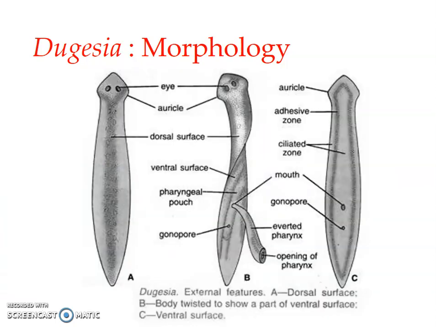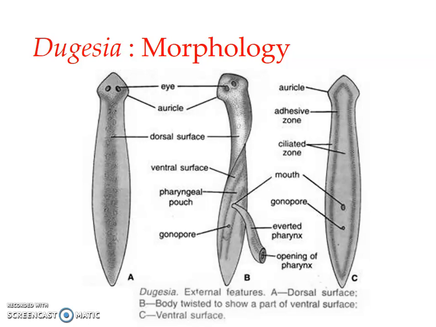Regarding the external morphology, Dugesia has a bilateral symmetry, as you can see. Belonging to Platyhelminthes, their body is highly flattened, elongated, leaf-like, and with a slimy and somewhat transparent body wall. The dorsal surface is a little darker than the ventral surface.